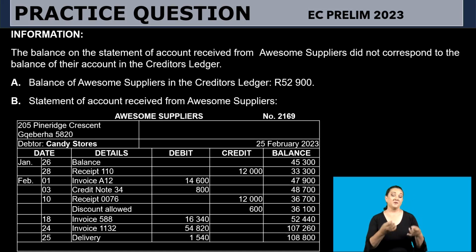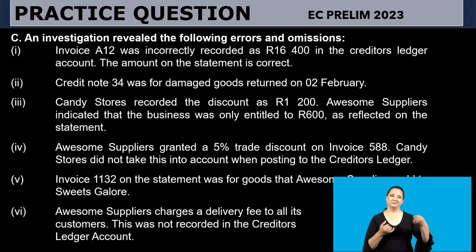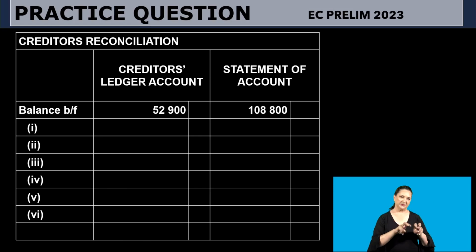And here is the information. So we are told the balance of awesome supplies in the creditors ledger is 52.9. All right, and then statement of account received from awesome suppliers, and we can see here it's 108,800. Okay. Here are some errors and omissions that were reviewed after an investigation. Let us begin now. This is the table where we're going to show our information.